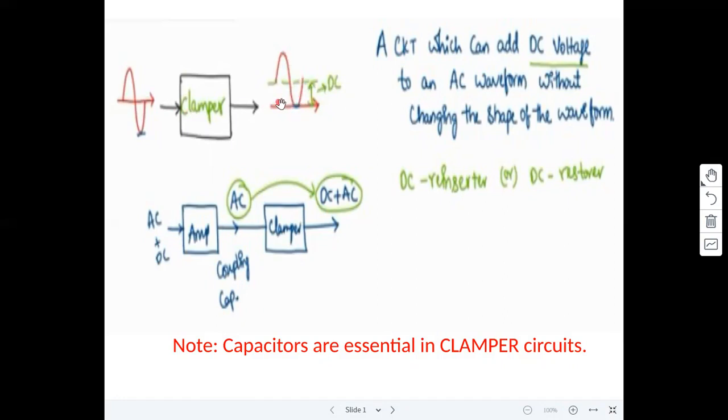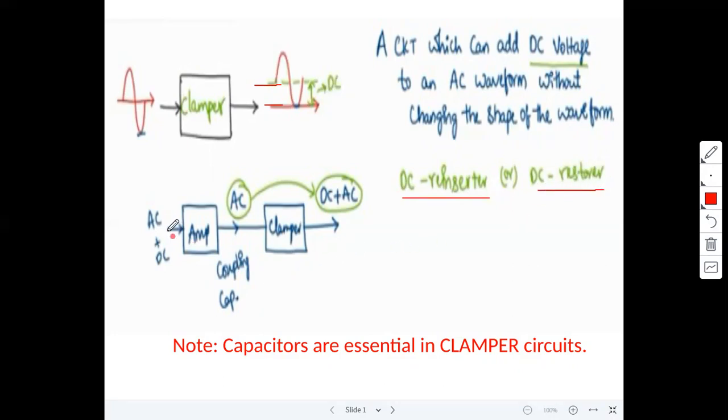Now what is the DC level? This much is the DC level, or this much voltage is inserted at the output. So clampers are also called DC inserter circuits, and are also called DC restorer circuits.